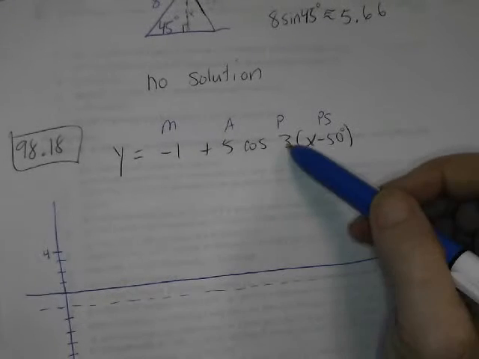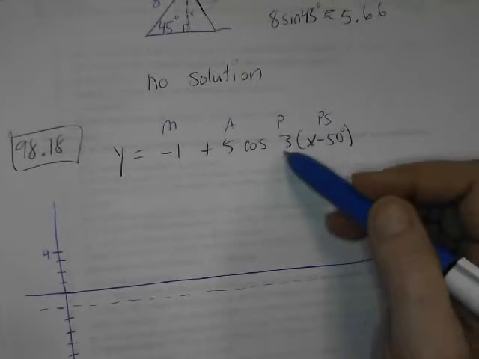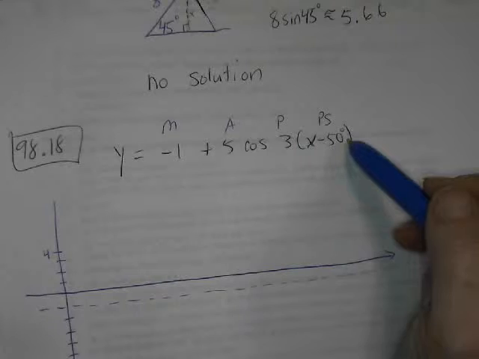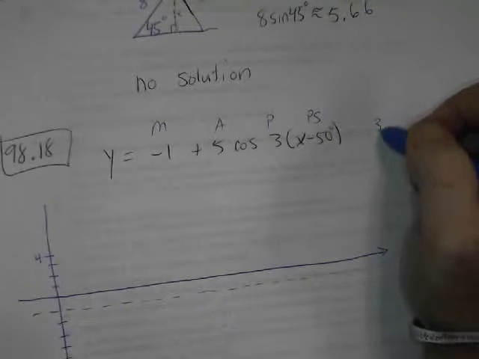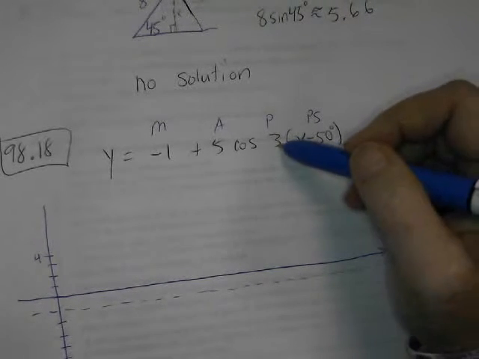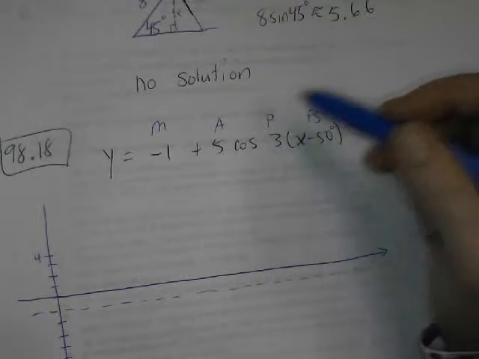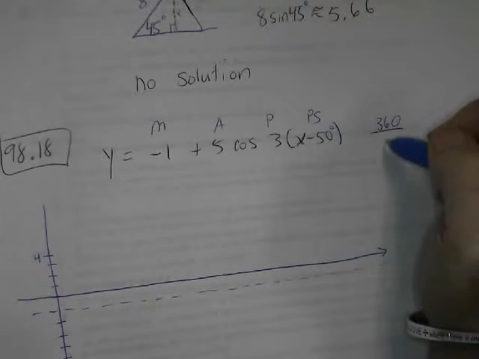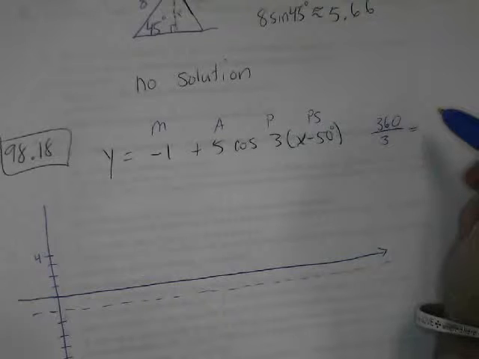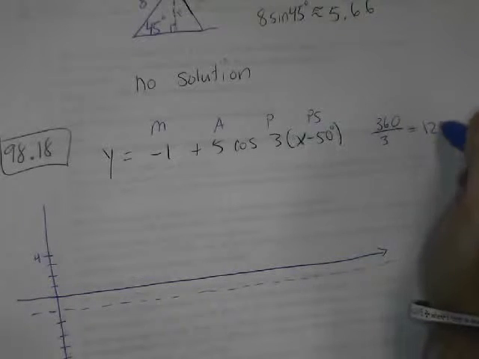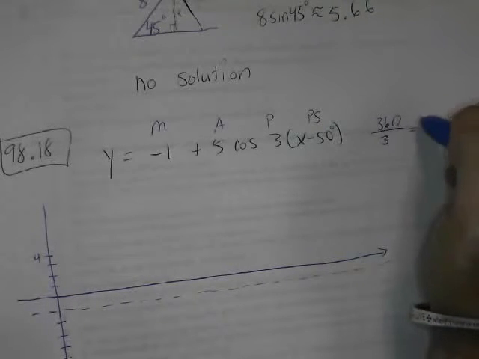The period, you take 2 pi, well, I'm not going to do 2 pi, I'm going to do degrees because I have degrees here. 360 divided by B, they call that letter B, the period number. 360 over B, that's 3. So is that 120? Okay, so the period is 120.